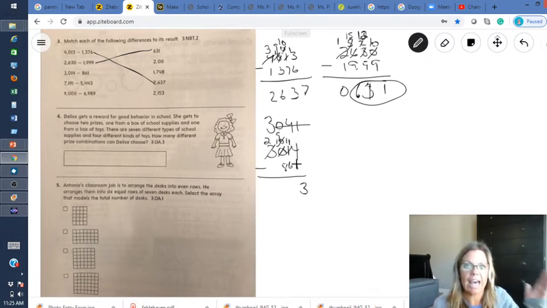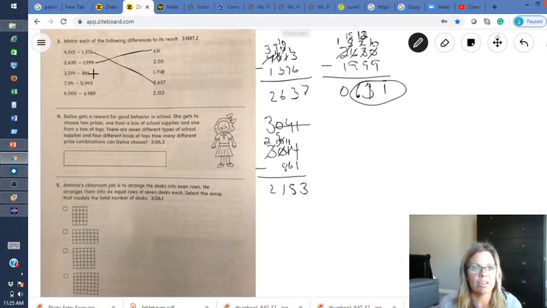We just take the 10 and add it to the 1. Okay, 11 minus 6 is 5. 9 minus 8 is 1, and 2 minus 0 is 2. Do we have a 2153? Oh, thank goodness. Thank goodness I got that one right.